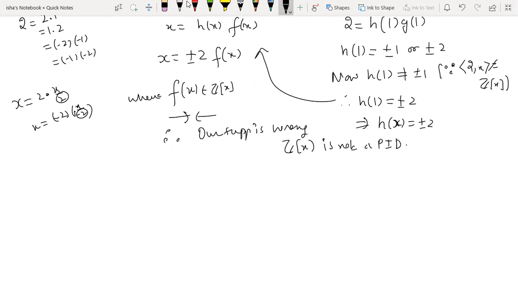Right. So please ask if you have any doubts. Is that fine? Z[x] is not a PID, but it is a UFD.